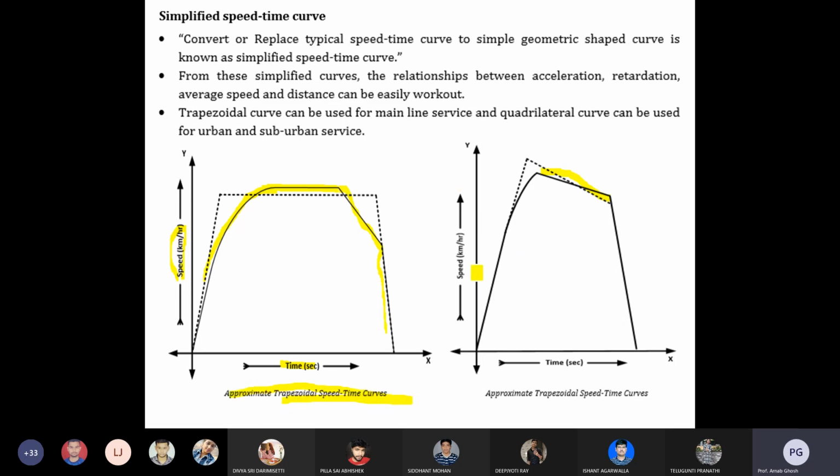And in this case, where you can see the approximated curve, it is not trapezoidal, it is quadrilateral. Quadrilateral speed time curve. Mistakenly it is written trapezoidal, but it is quadrilateral.